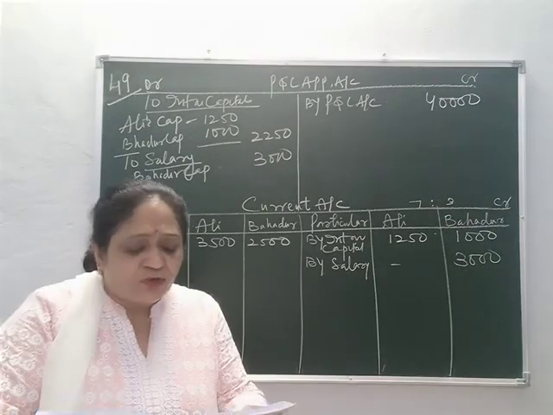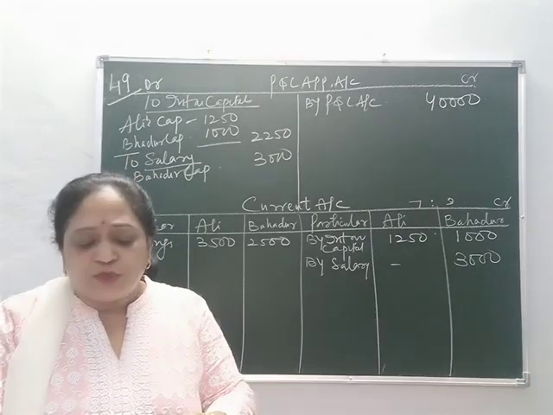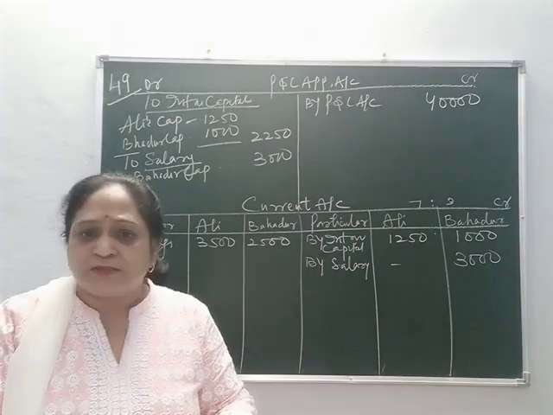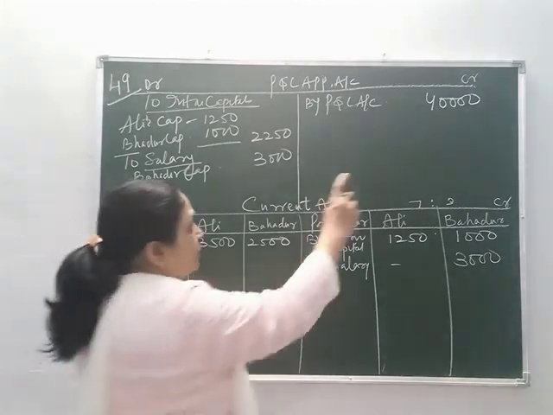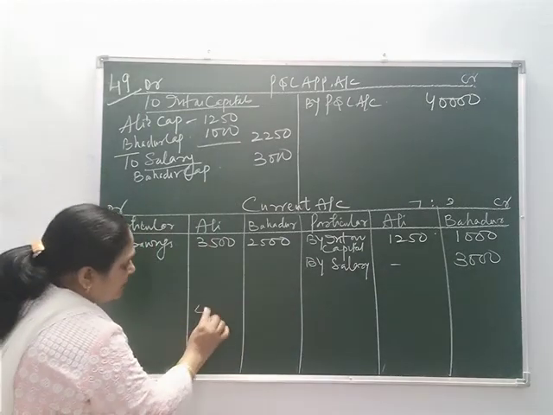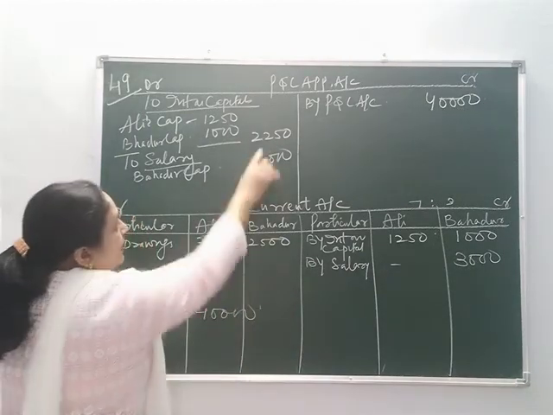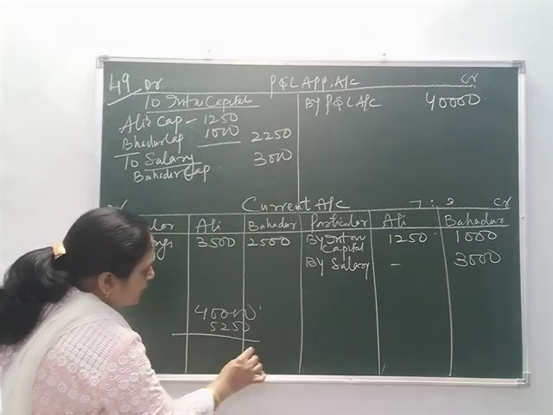Interest on drawings is not provided. Nothing is written about interest on drawings. No need to provide anything for interest on drawings. Now we find out the divisible profit. So 40,000, I do the workings over here. 40,000 minus 5,250.